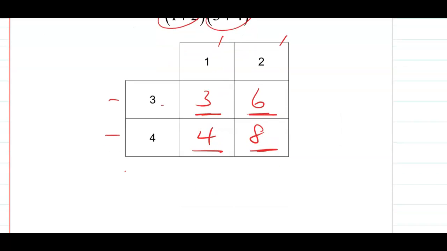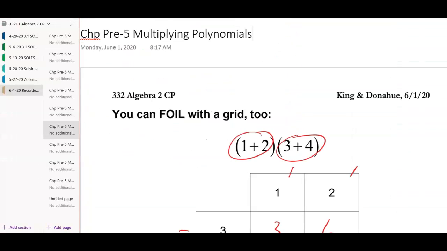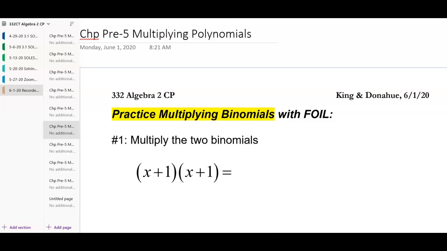And so we see that we have 3 plus 6 plus 4 plus 8. The order that we add these in does not matter. And we should get 21. 9 plus 4 is 13 plus 8, 21. Maybe we're going to get to the more complicated ones now. Yes, we are. Here we go.